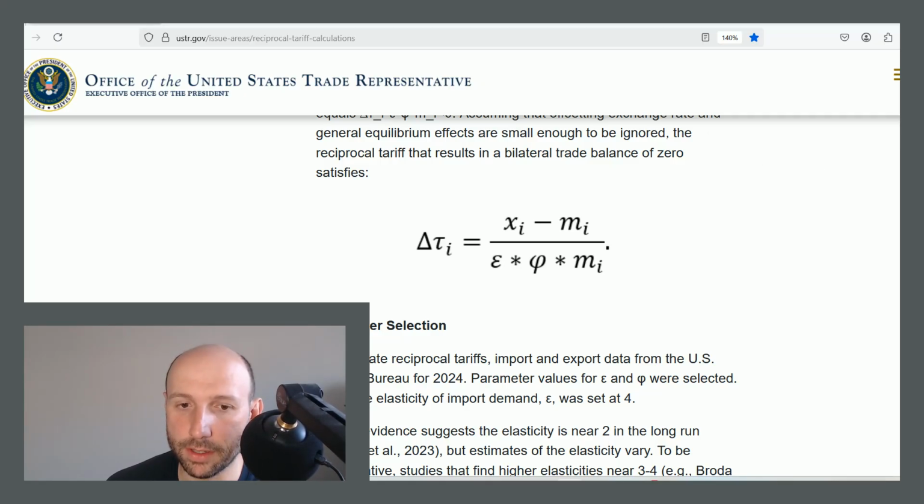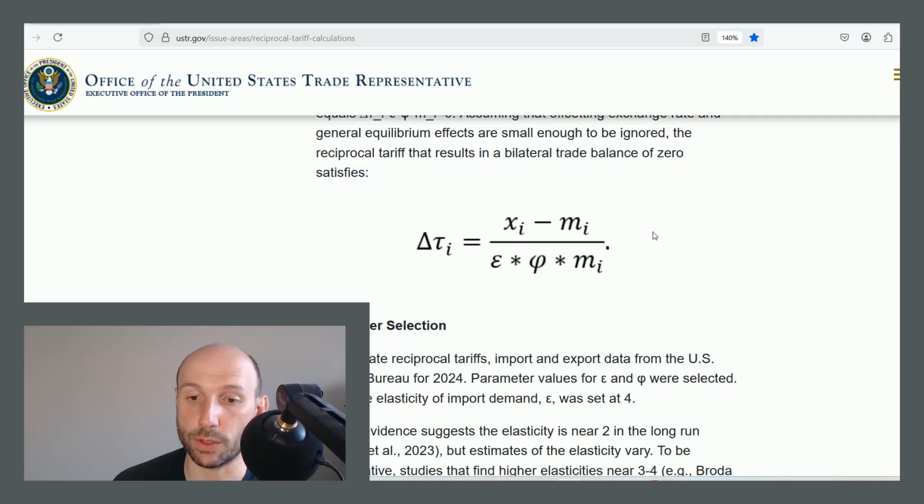And we have that statement here. The reciprocal tariff that results in a bilateral trade balance of zero satisfies the following equation. So this calculation was used to determine which tariff rate to apply, although the applied tariff rate may have been different than what this equation actually yields. My understanding is that for most countries that tariffs were applied to, the tariff rate was 10%. For countries where this calculation yielded a larger value, approximately half of what this calculation yielded is what was applied. And for some countries, no additional tariffs were applied at all.